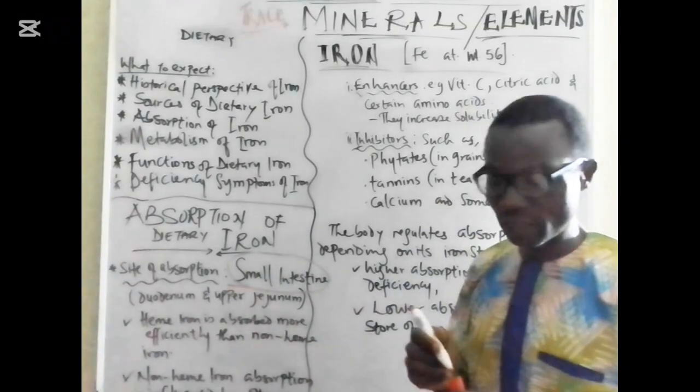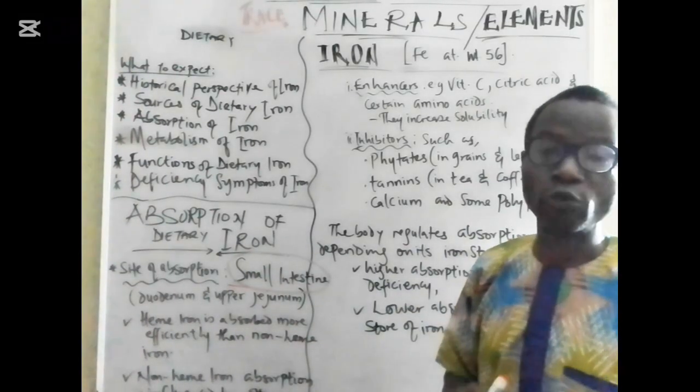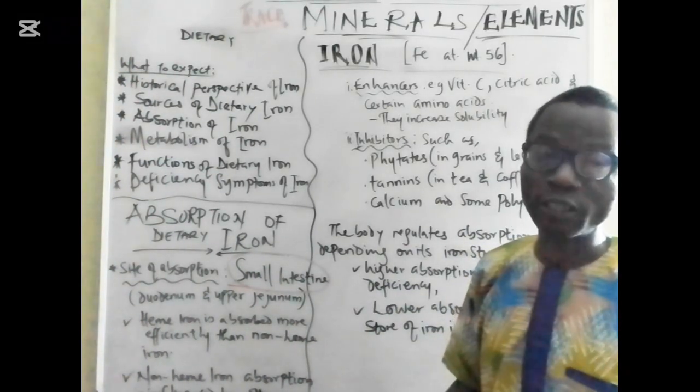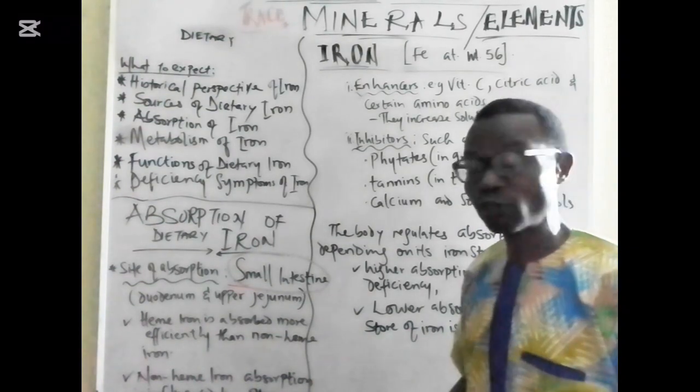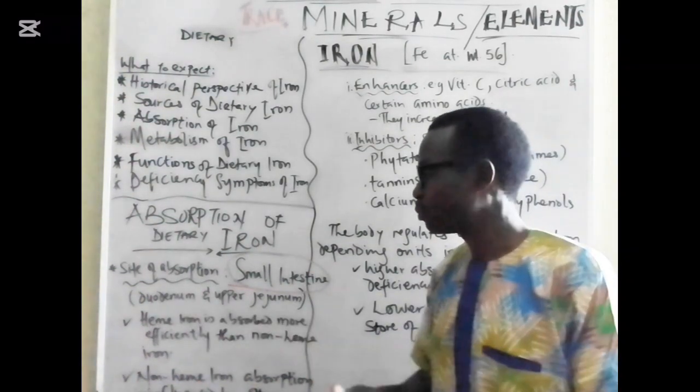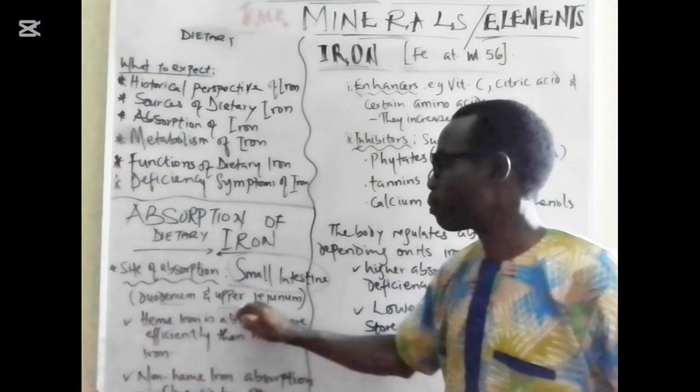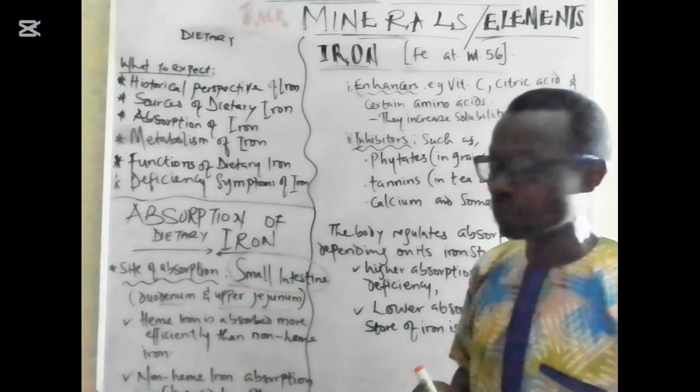Now, the small intestine is divided into three components: the duodenum, the jejunum, and the ileum. So iron absorption actually occurs in the duodenum and the upper part of the jejunum.